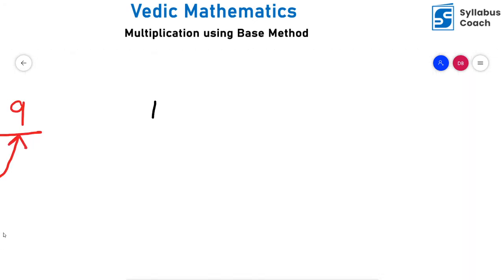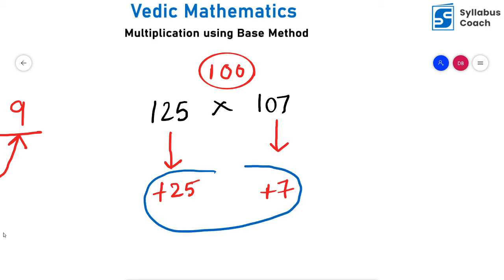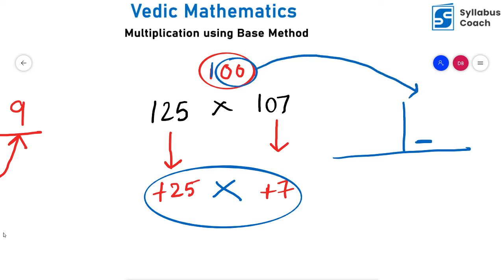The next question is 125 into 107, isn't it? What is the base for this question, students? It is 100. Let's take it as 100 so that the question will become easy for us. So it is plus 25 when you compare with 100, and plus 7 when you compare with 100. Now you have 25 and 7, and then you multiply 25 into 7. This is a 3-digit number, this is a 2-digit number because 100 has 2 zeros, right? So therefore, the right hand side of the number will have 2 digits for sure.